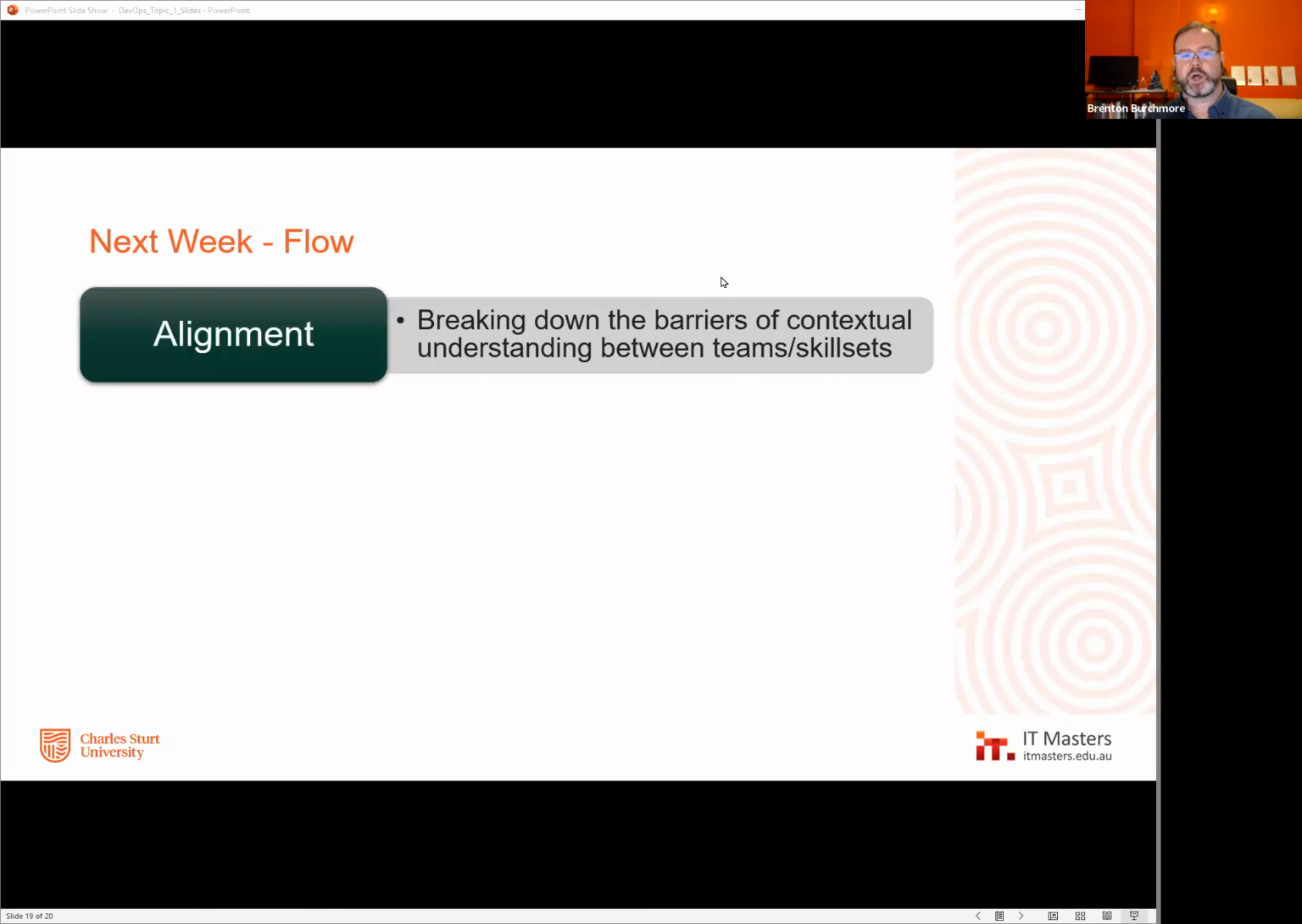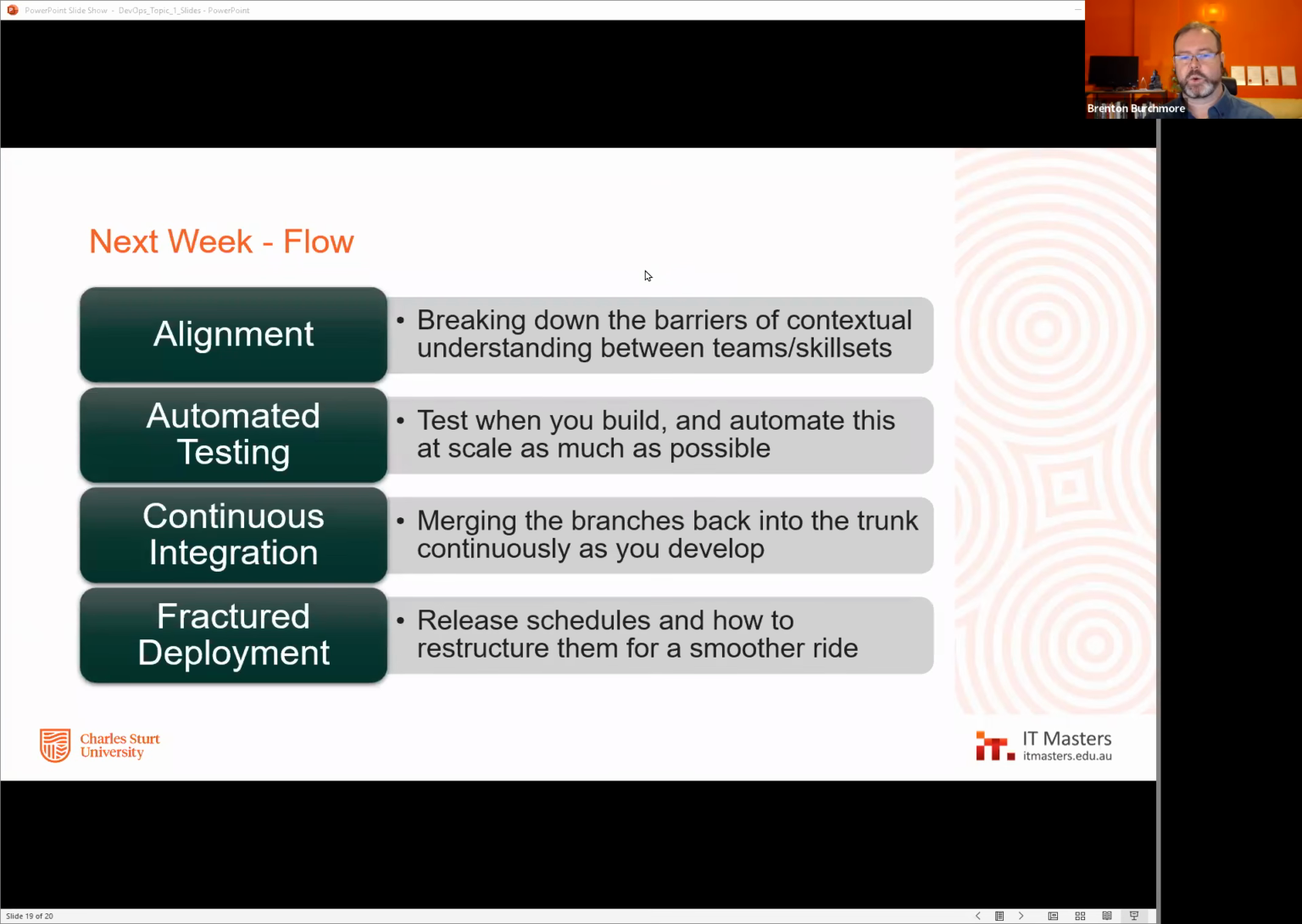This is a quick look at next week. I'm going to put these up and leave them up there whilst we take a few questions. This is what we're going to talk about next week. It's a little bit more detail on how we're going to look at flow within DevOps. We're going to break down a few things and make it a little bit more practical about how DevOps flows.